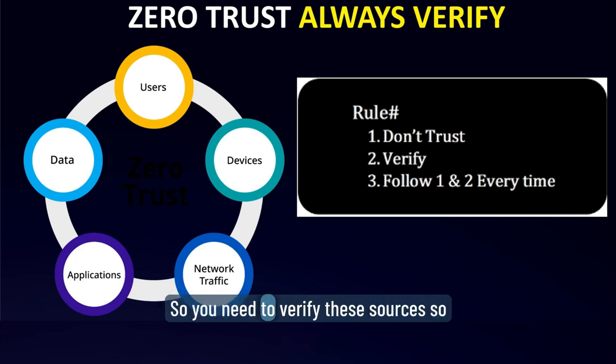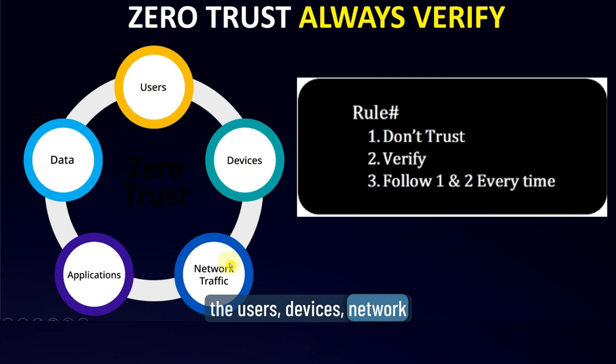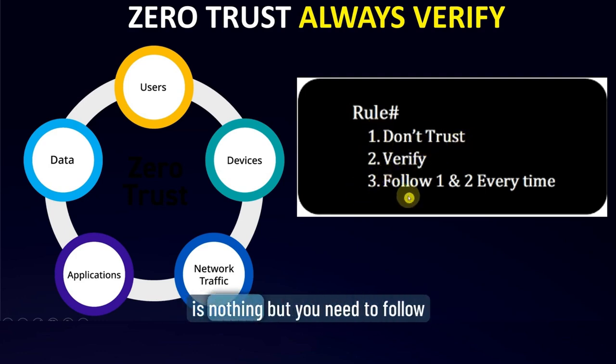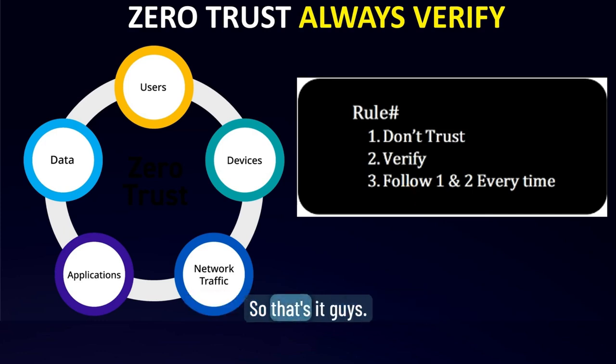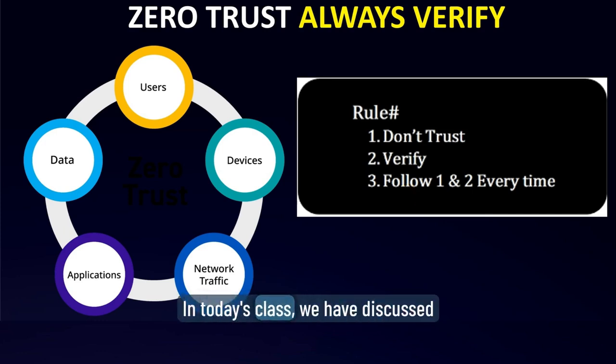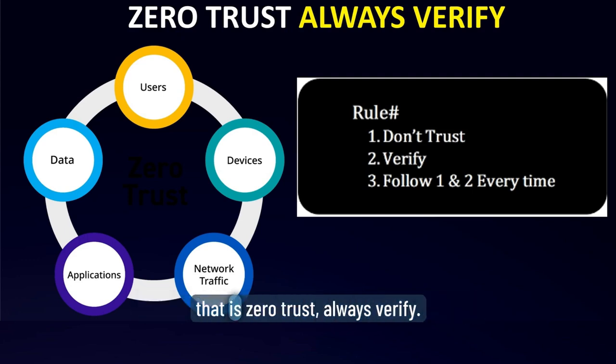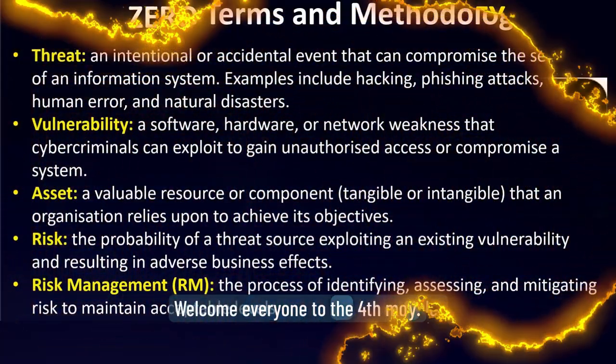So you need to verify these sources: the users, devices, network traffic, applications and data. You need to follow these rules. First one is don't trust, second one is verify, and third one is you need to follow these two rules above. So that's it, guys. In today's class we discussed the second most important security principle, that is zero trust, always verify.